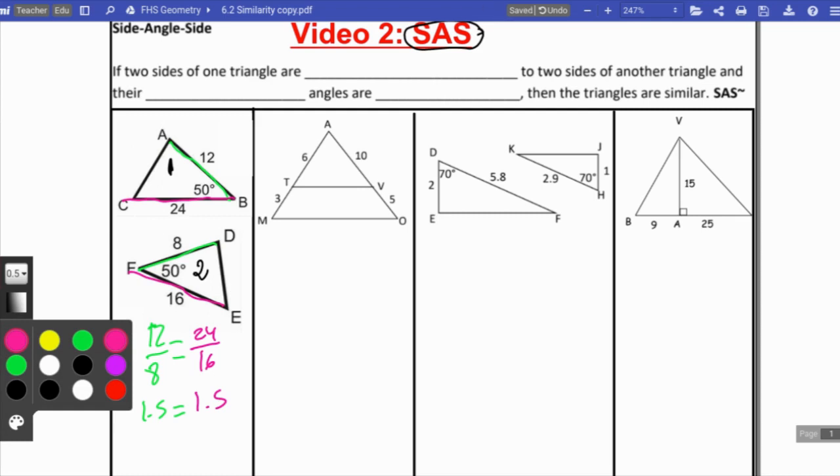What about the letter A? This letter A, it only means that the angles have to be congruent. Do you see 50 right here? Then it has to be a 50 there. If everything checked out like that, then you say, of course, they are similar. These are similar. All right.